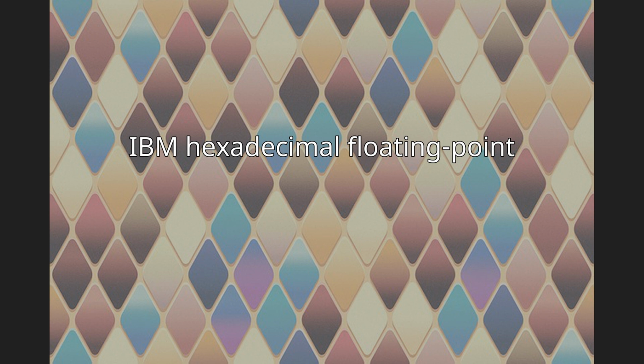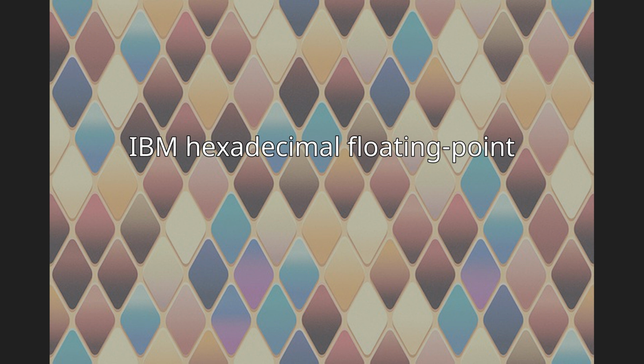IBM Hexadecimal Floating Point. Hexadecimal floating point, now called HFP, by IBM is a format for encoding floating point numbers first introduced on the IBM System/360 computers and supported on subsequent machines based on that architecture, as well as machines which were intended to be application compatible with System/360. In comparison to IEEE 754 floating point, the HFP format has a longer significand and a shorter exponent.